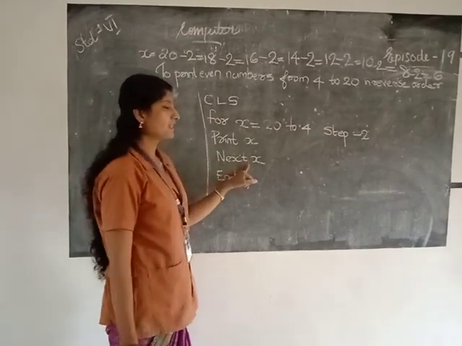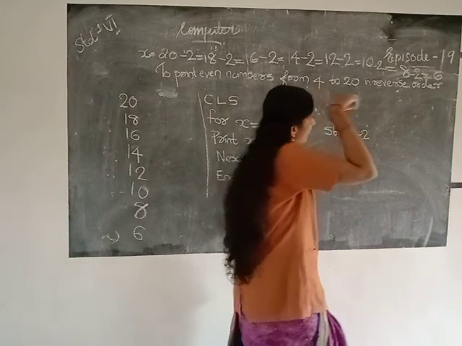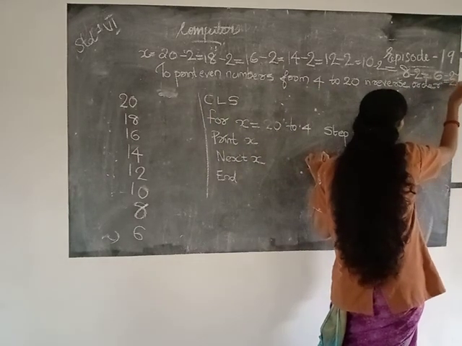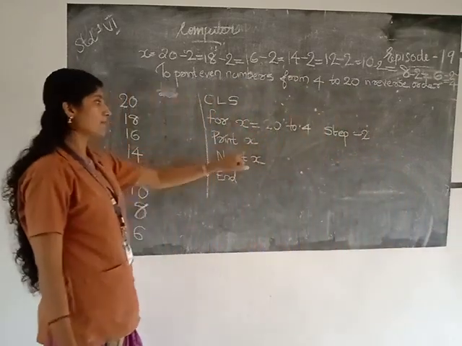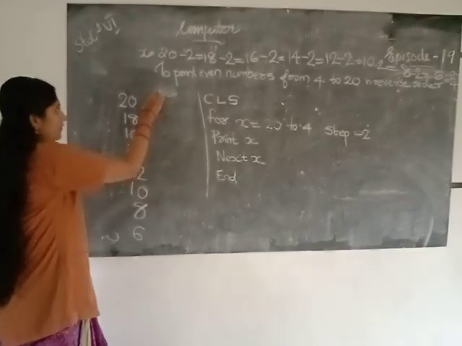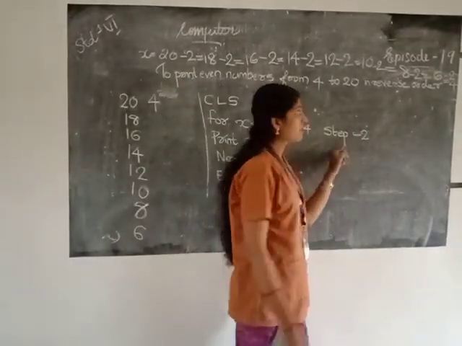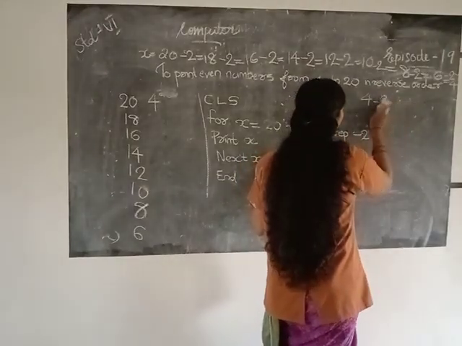Then next x means x which is decremented by 2. So now the current value of x is 6 and 6 decremented by 2 means 4. So now x equal to 4. So then print x means print 4. Then next x means 4 which is decremented by 2. That means 4 minus 2 is equal to, sorry.